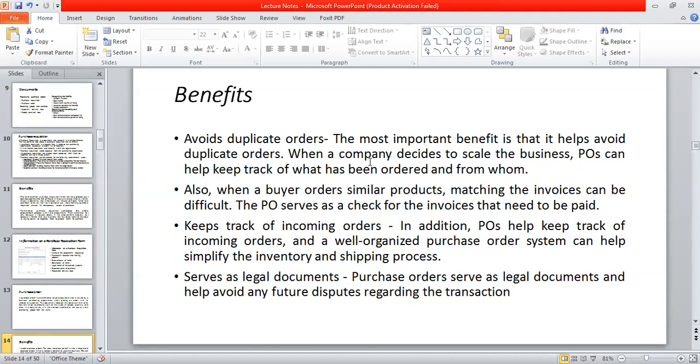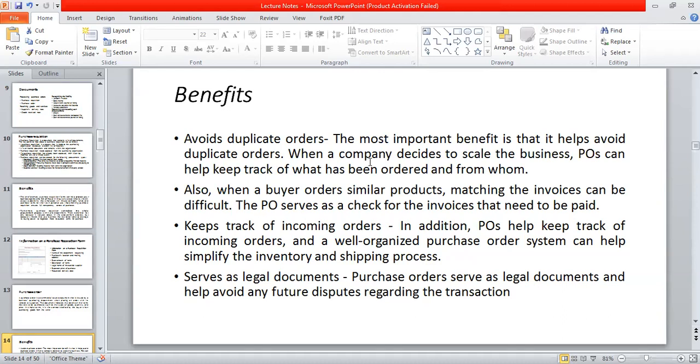It helps the department to keep track of incoming orders. In addition, a well-organized purchase order system can help simplify the inventory and shipping process. So it also helps in the shipping process. It will become simpler.